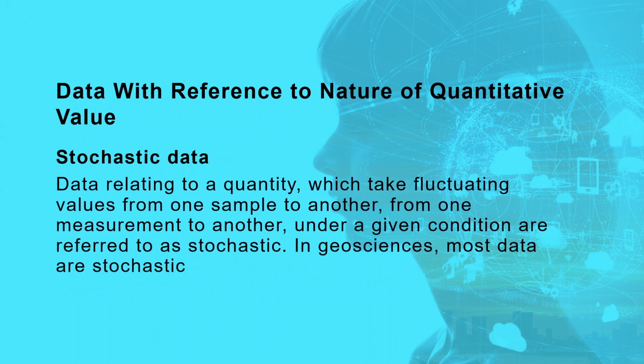Stochastic data. Stochastic means the property of being well described by a random probability distribution. Data relating to a quantity which takes fluctuating values from one sample to another, from one measurement to another under a given condition are referred to as stochastic data. As for example, the growth of a bacterial population or the movement of a gas molecule. In geosciences, most data are stochastic, such as frequency, intensity and duration of volcanic eruptions.